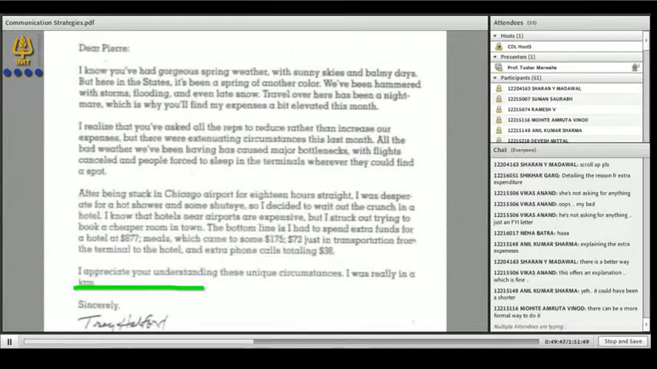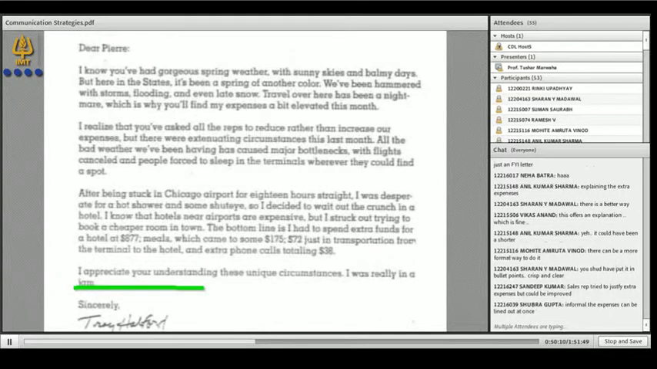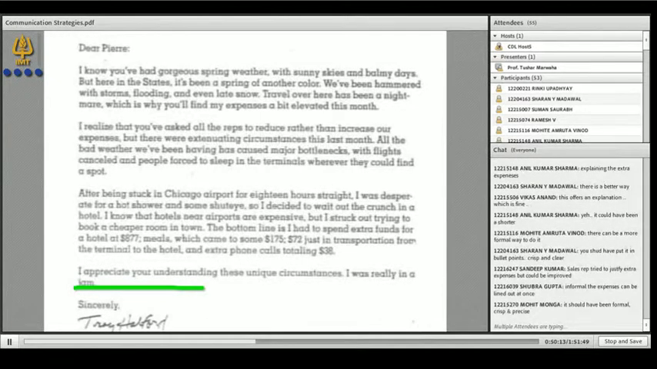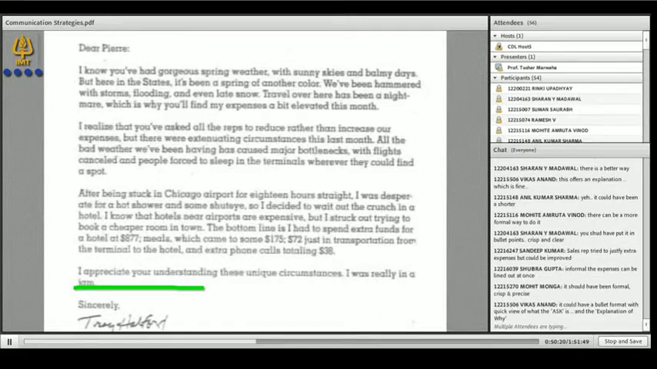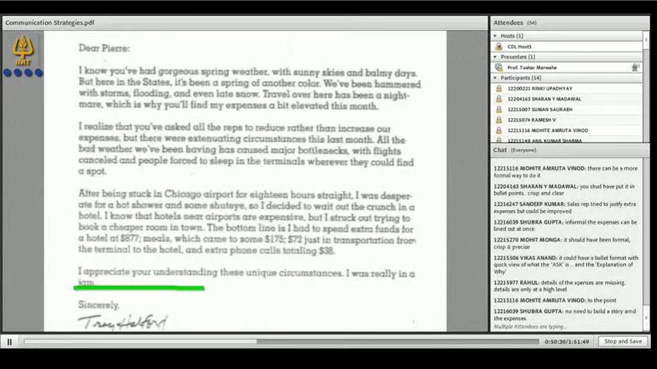What are the problems? Number one, it's longer. Number two, there can be a more formal way to do it. What else? It could have a bullet structure, be crisp and precise, expenses can be listed out, it needs to be to the point, no need to build a story.